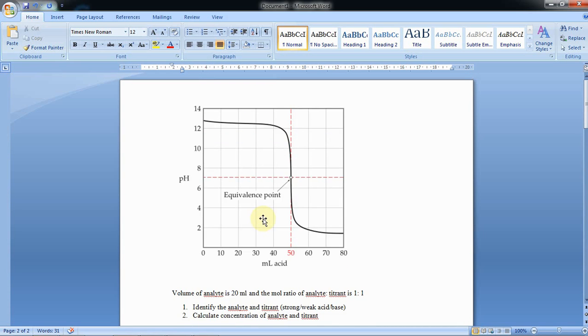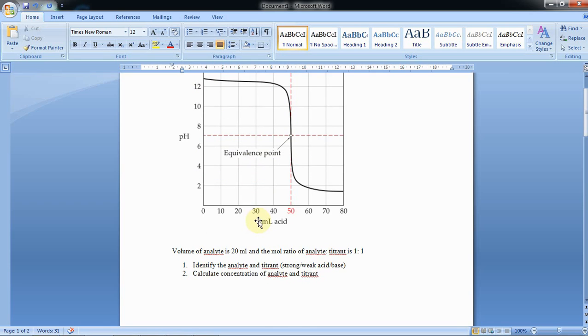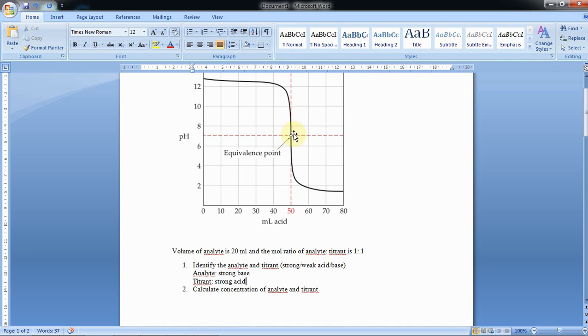Back to our example. In this case, the equivalence point has already shown you that it is 7, right? So it's strong and strong. And of course, since the starting pH is above 7, very basic, this is a strong base. So from the initial pH, we know that the analyte is a strong base, and the titrant is a strong acid in this case, because the equivalence point is 7, perfectly neutral.